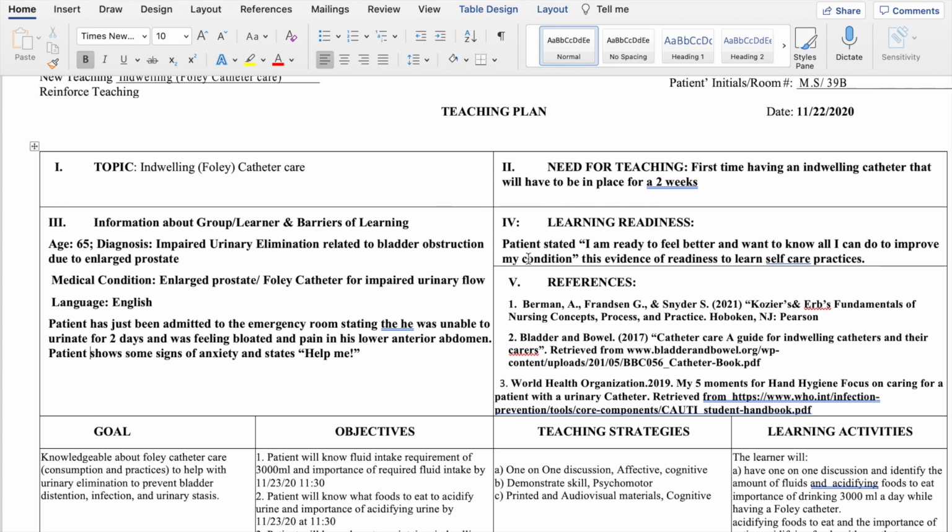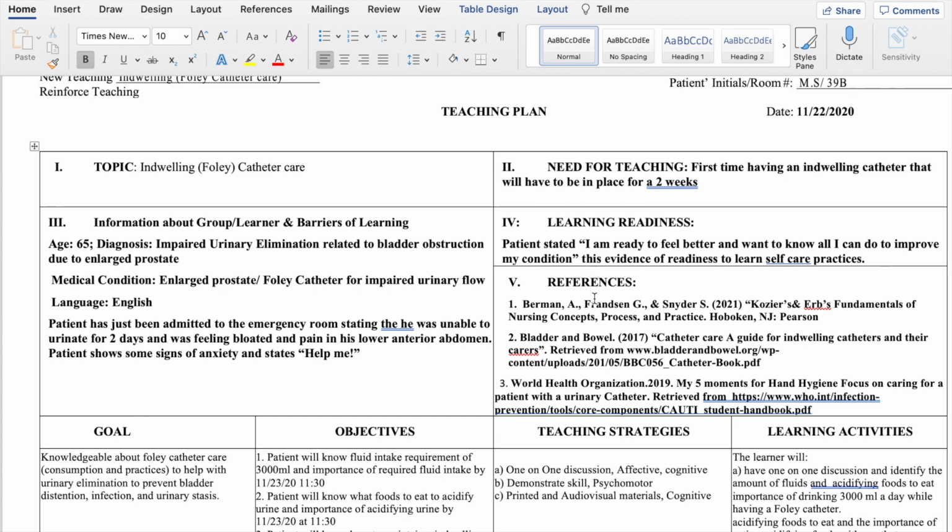And then for the learning readiness, you have to assess your patient's readiness. So if you do a teaching plan and you go into the hospital and you meet your patient and you learn about them and you think about what you're going to teach them, you have to listen to what they tell you and also kind of question them to assess their readiness to learn. So right here I put a quote. Patient stated, "I am ready to feel better and want to know all I can to improve my condition." You can ask them, "Is it okay if I teach you about such and such tomorrow?" And they say, "Yeah, sure." And that can be your readiness to learn.